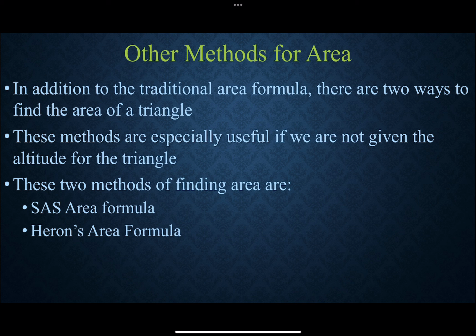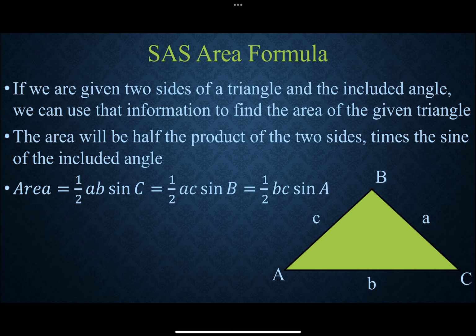These will be useful for situations similar to what we've been talking about with our law of sines and law of cosines. So the two methods are the side angle side area formula and what's called Heron's area formula. So side angle side area formula is basically where you're given two sides of a triangle and the included angle, side angle side. And it turns out no matter how the triangle is labeled, whether it's using A, B, and C's or other letters, doesn't matter.